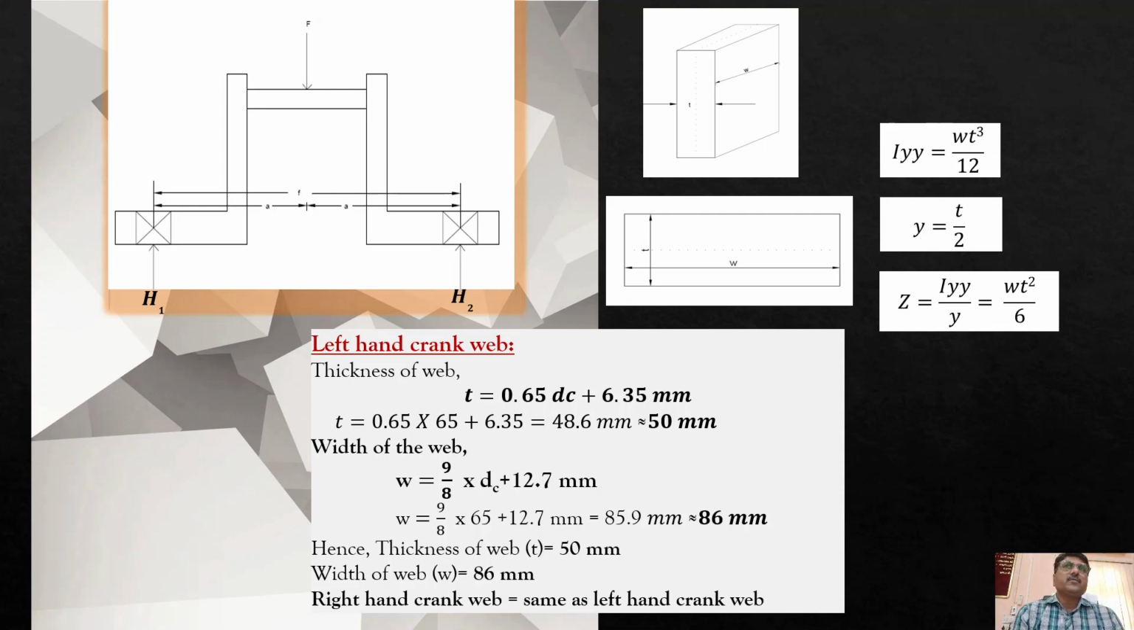Now for finding the induced bending moment in the section of the crank web, we have to find the modulus of section. The crank web is in the rectangular section, so it is like this.